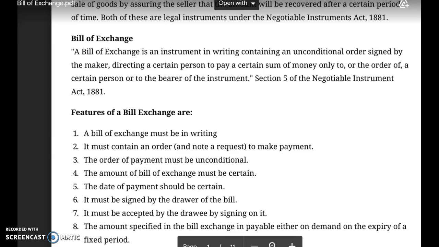I hope now you have understood the meaning of the bill of exchange. Now I will continue to the next part of this lesson in my next video.